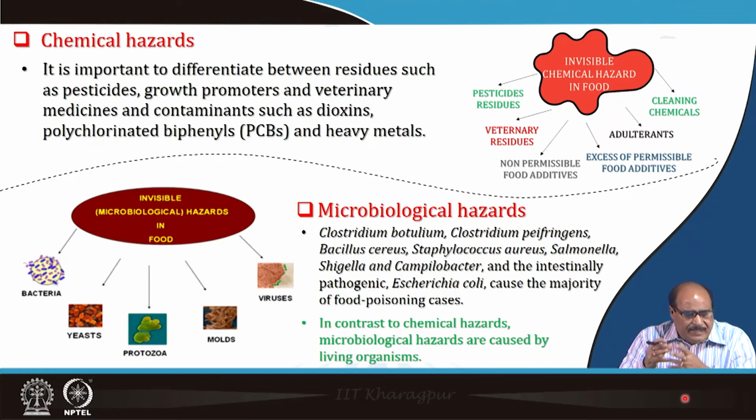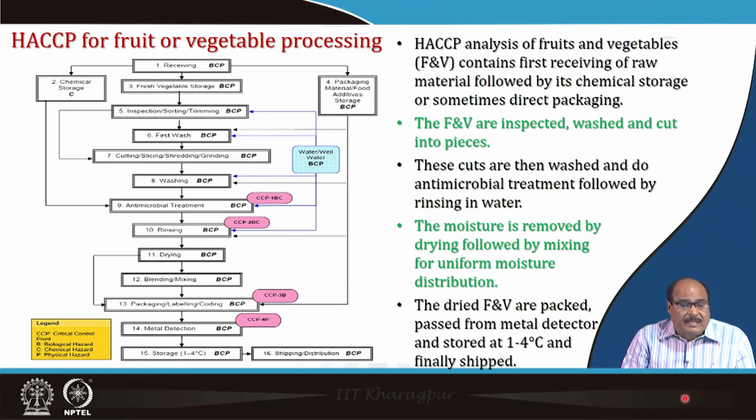For microbiological hazards, it will be bacteria, yeast, protozoa, mold, viruses, anything which comes in contact with the food, fruit, or vegetable during production or post production, and may create hazards. Various species like Clostridium, Salmonella, Shigella, Campylobacter, Escherichia coli, and so on are there. In contrast to the chemical hazard, the microbiological hazards are caused by living organisms. So, all these things would be taken care of.